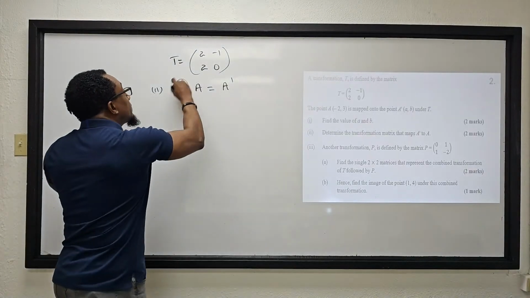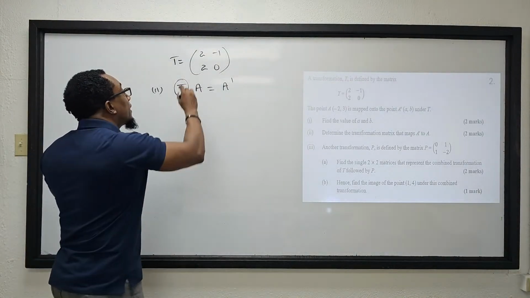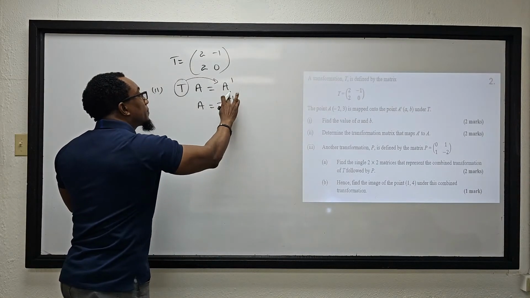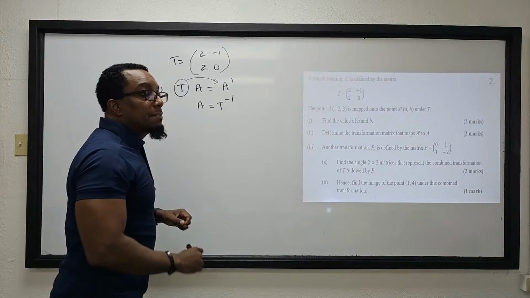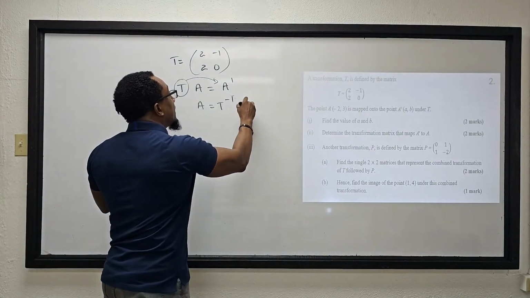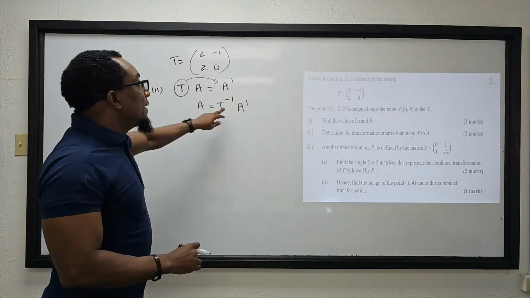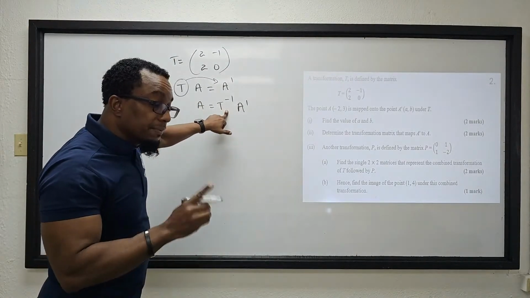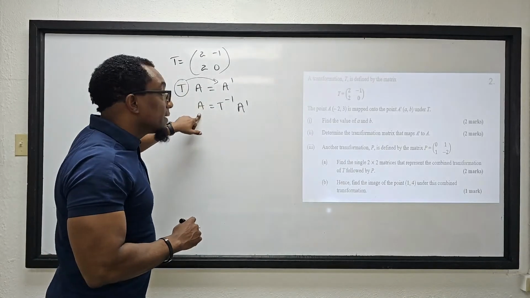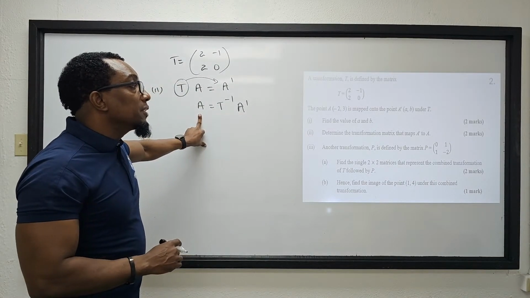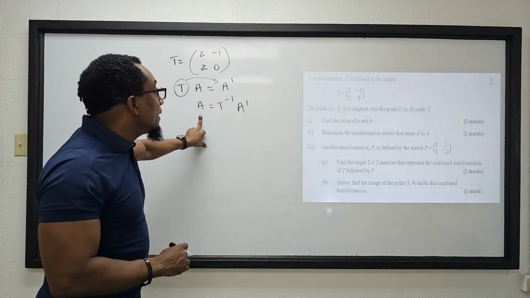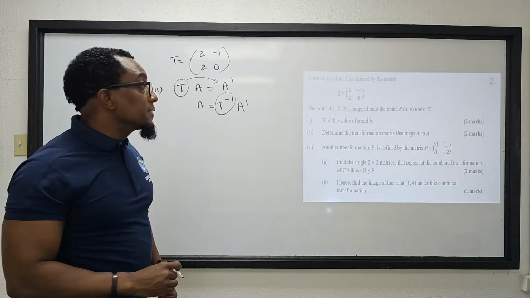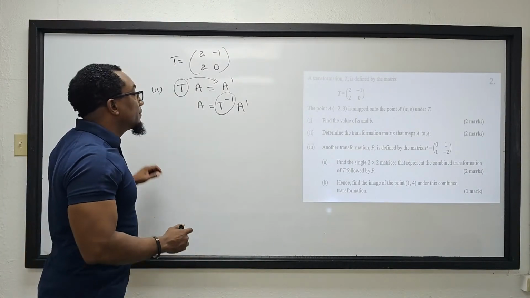It means we will remove T. When I remove T, T comes across to the right as T inverse. And I must place T inverse in front of A prime. So when I multiply the inverse of T by A prime, it's going to give me A. So when I ask us to determine the transformation matrix that maps A prime to A, the transformation matrix will be this matrix, which is the inverse of T. And let's go find it. Let's find the inverse of T.